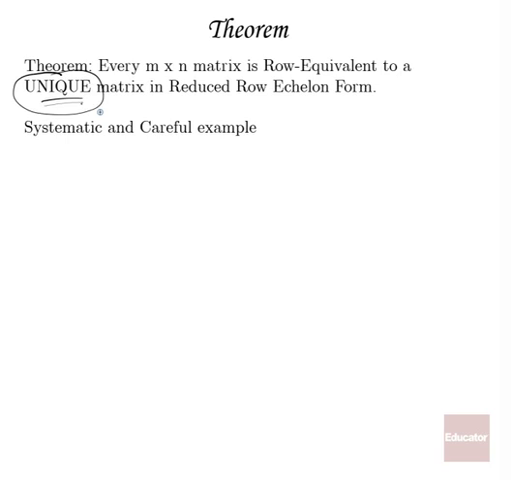So now we're going to go through a very systematic and careful example. We're not going to prove the uniqueness, but this example will show how you transform a particular matrix into reduced row echelon form. Okay, so let's start off with our matrix. And again, I'm not going to be putting the brackets on there simply because there's a whole bunch of extra writing that we want to avoid.